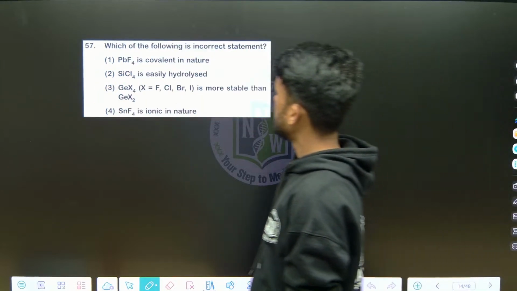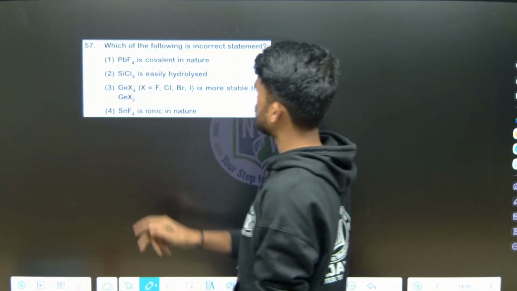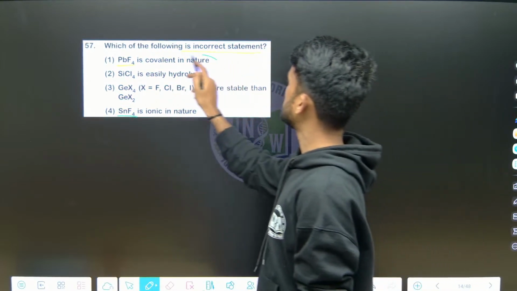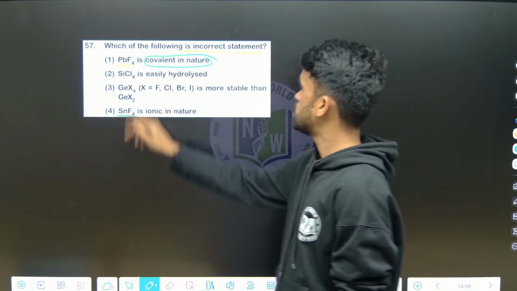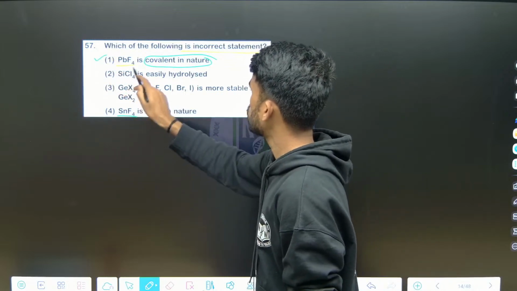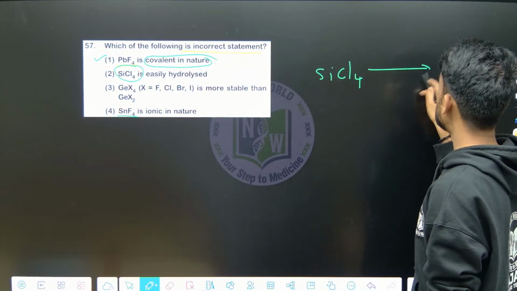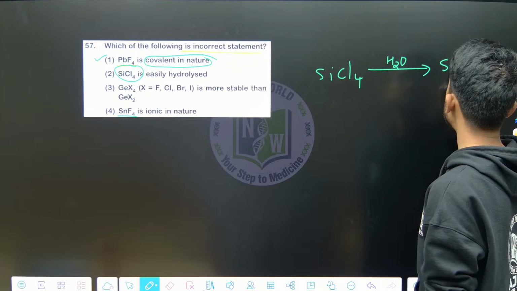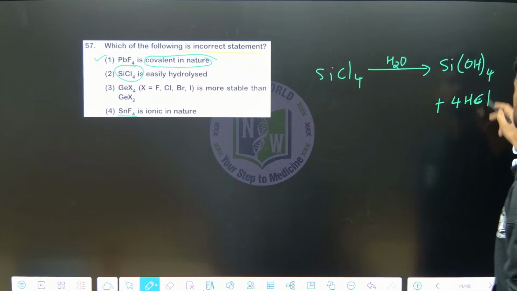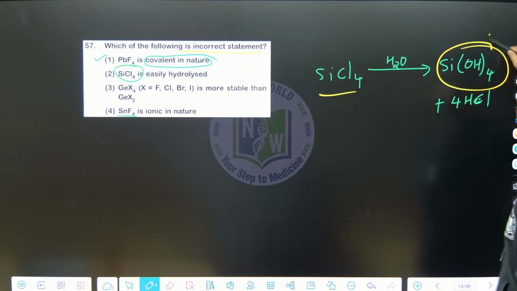Next, which of the following is an incorrect statement? Always remember PbF4 and SnF4 are ionic. They are ionic, but they mentioned it as covalent, which means this is incorrect. So you can choose option number 1 as of now, and look at silicon tetrachloride. It can easily undergo hydrolysis and forms silicic acid, along with 4HCl. So after hydrolysis of SiCl4, it gives silicic acid.